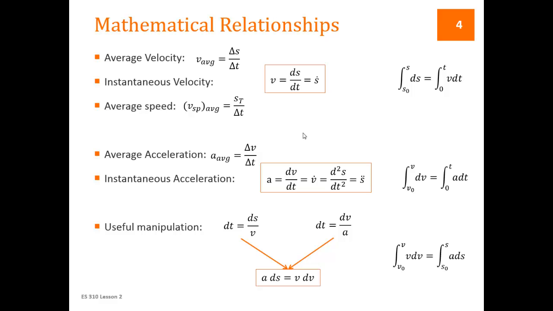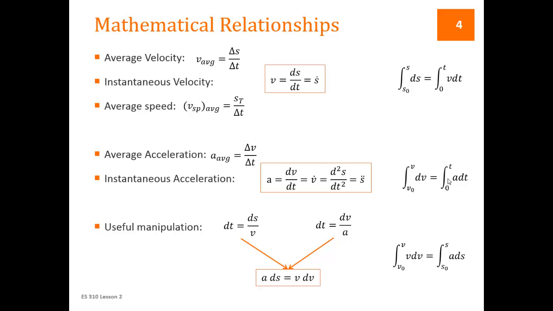Then if we look at acceleration, we've got our average acceleration as a change in velocity per change in time. We make that instantaneous, so we make our changes very, very small. We get the derivative of the velocity with respect to time. So a is equal to v dot, the time derivative. But v is s dot, so a is equal to s double dot, or the second derivative of s with respect to time. We can integrate v then, the inverse of these derivatives. We would have the integral of dv is equal to the integral of a dt. So those are the core two equations.